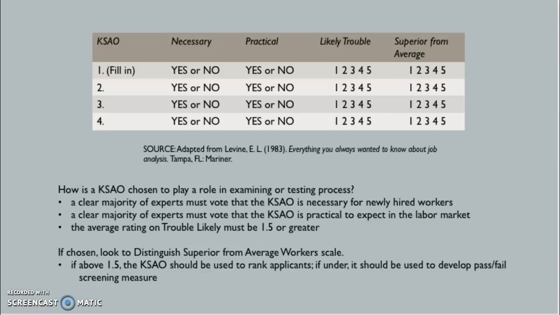KSAOs can be used in training as well. The only 2 scales used for training purposes are the Essential for New Workers scale and the Distinguished Superior from Average Workers scale. The Essential is listed as necessary on the screen. If the KSAO is not rated as essential by a clear majority, but has at least an average of 1.5 on the Distinguished Superior from Average Workers scale, it should be used in training. Those that are performing beneath the average can also benefit from training from identified KSAOs.